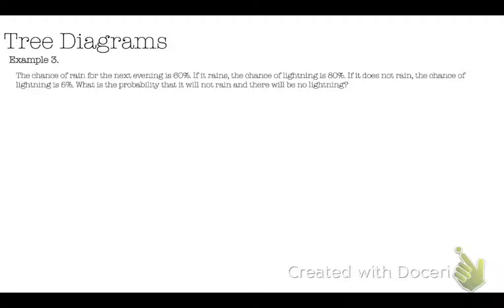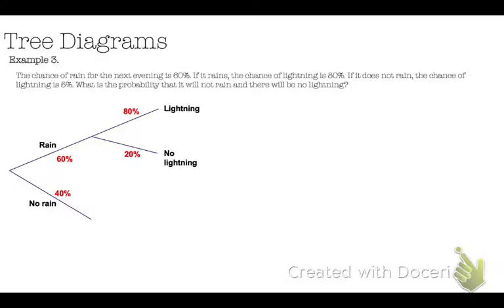And we want to know the probability that it will not rain and there will be no lightning. So first, let's start with our tree here. There's a 60% chance it rains, which means there's a 40% chance it doesn't rain. If it rains, there's an 80% chance there'll be lightning, and a 20% chance there'll be no lightning. But if it does not rain, there's still a 5% chance that there will be lightning, which means there's a 95% chance there will be no lightning.